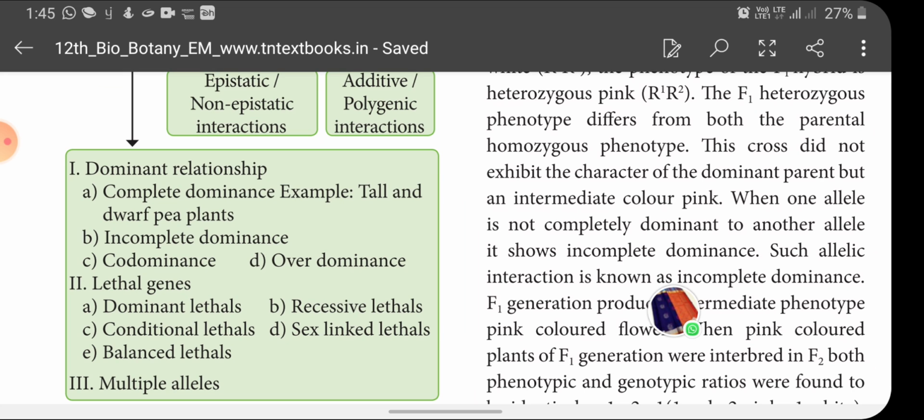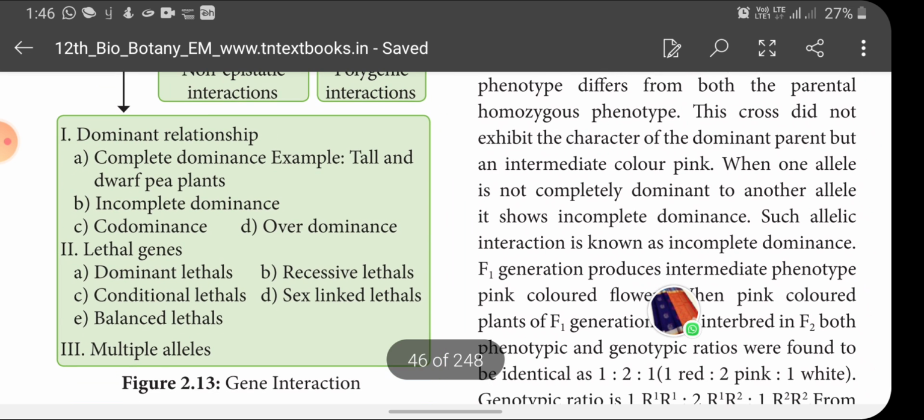How could we say like that? When Mendel crossed the pure breeding tall and pure breeding dwarf, what happened? In the F1 generation, all the plants were tall only. So here only the tall character is expressed and the dwarf character did not express in the F1 generation. Hence here the tall is completely dominant over the dwarf, and it is said to be complete dominance.